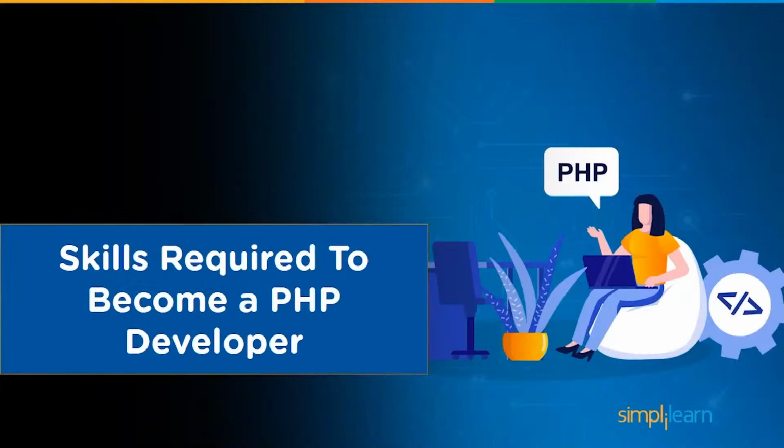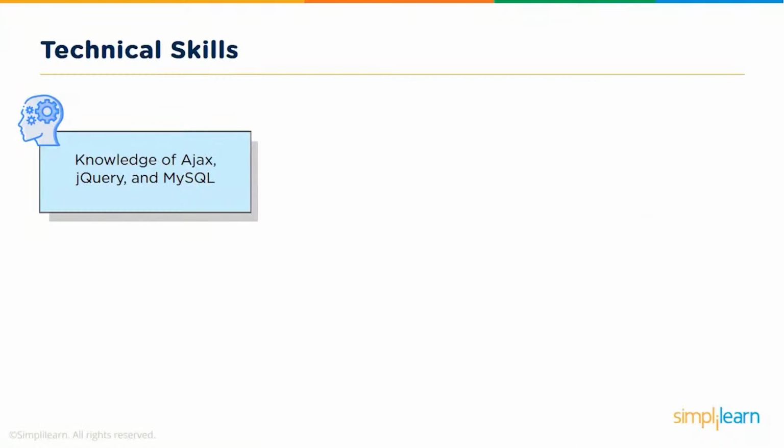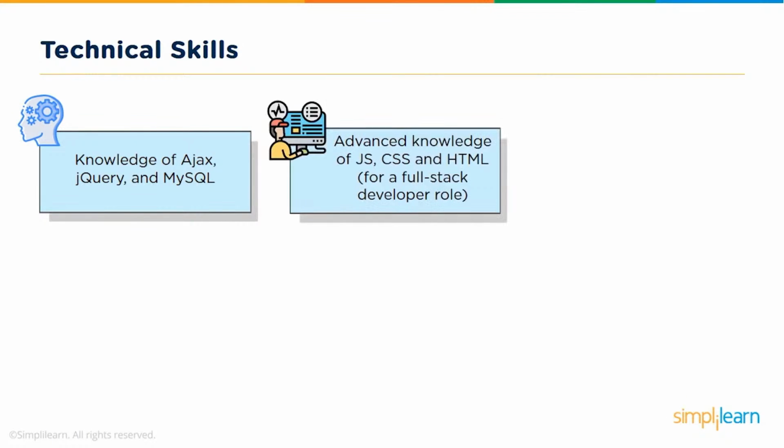Now comes the important topic, that is, skills required to become a PHP developer. For a good PHP developer, he or she must be able to draw from a robust set of appropriate skills. Here's a list of the most needed expertise and talents. First is to have advanced knowledge of Ajax, jQuery, and MySQL. Then, if you're going to be a full-stack developer, you need to know JavaScript, CSS, and HTML.